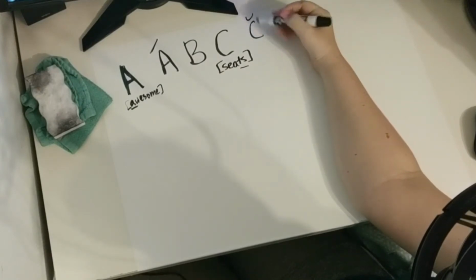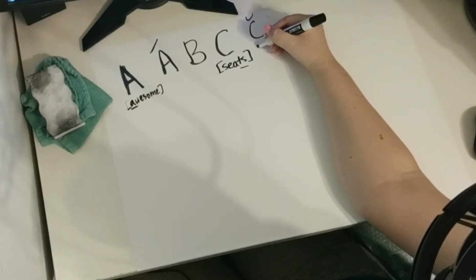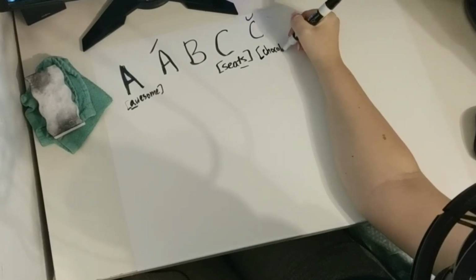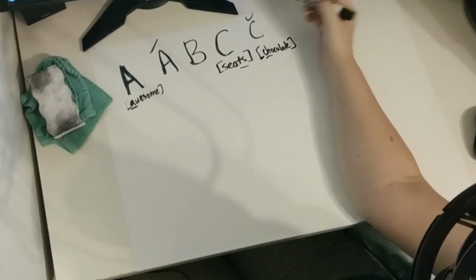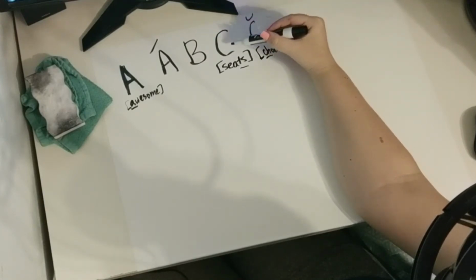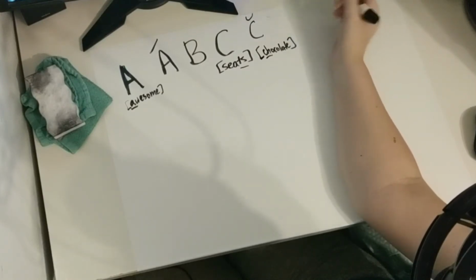So a letter C with a háček is a ch sound, like choose, choice, chocolate, ch, so it's ts, ch, ts, ch. I hope this all makes sense.